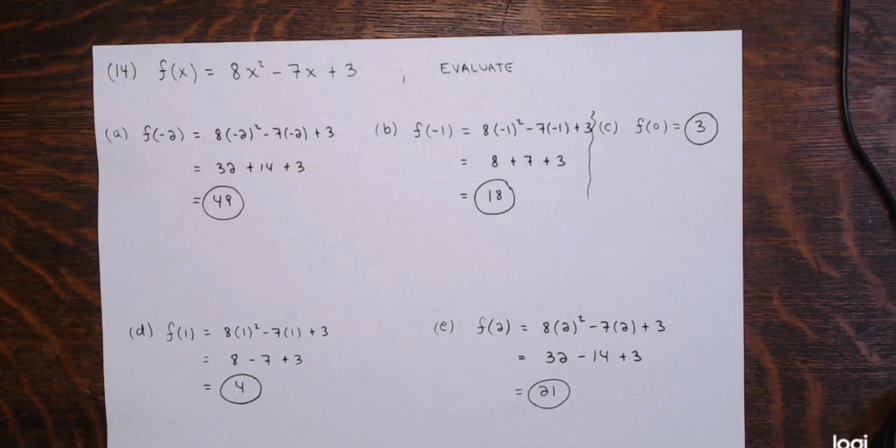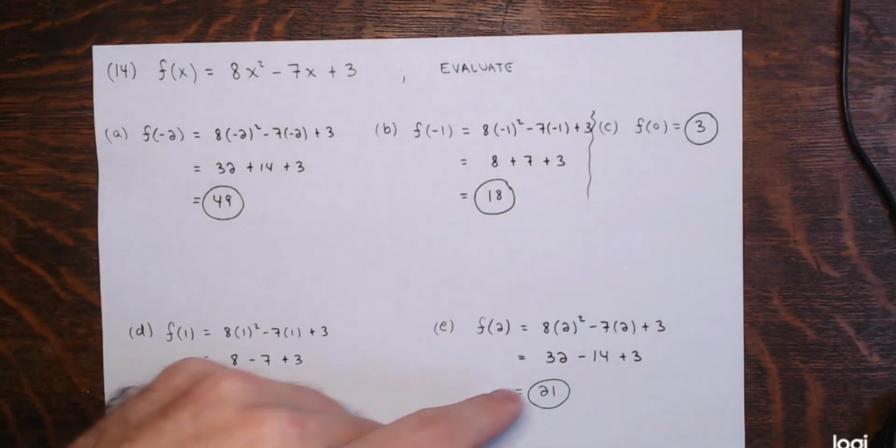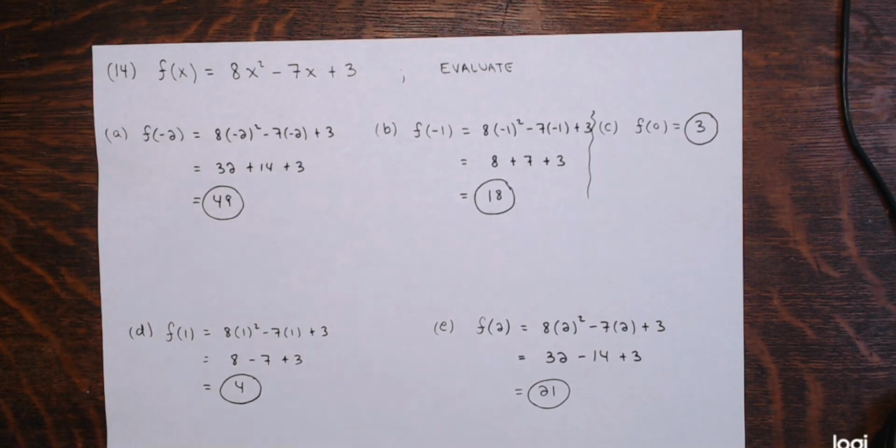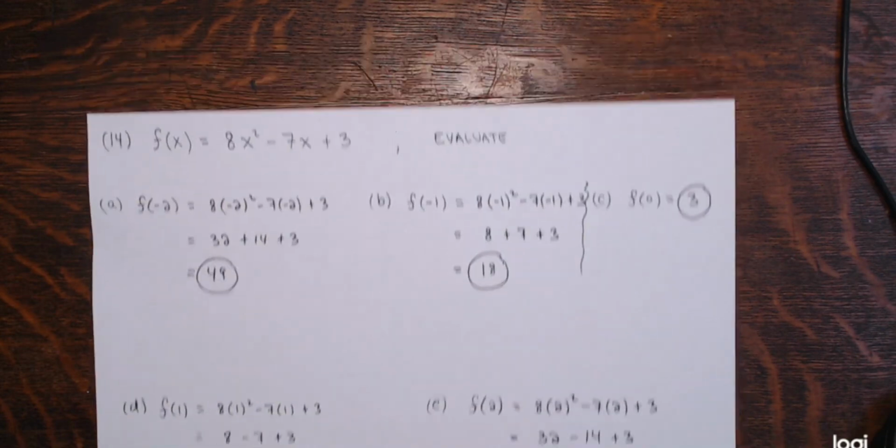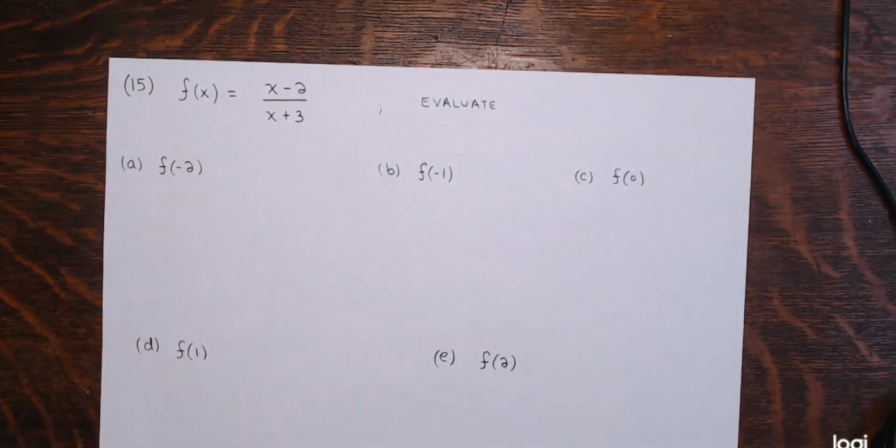And again, I leave it to you to verify that all 5 of these input-output ordered pairs are on the graph of this function. All right. Example 15, same 5 inputs, just a different function again, just to keep practicing.